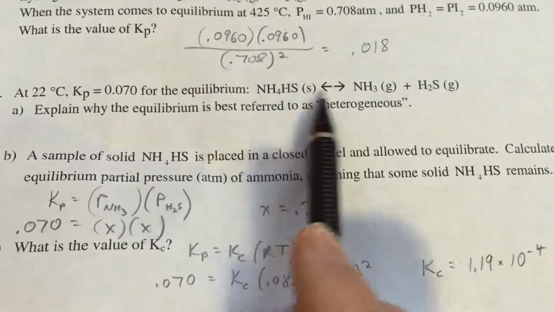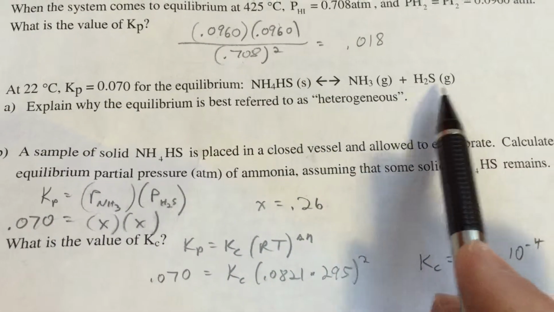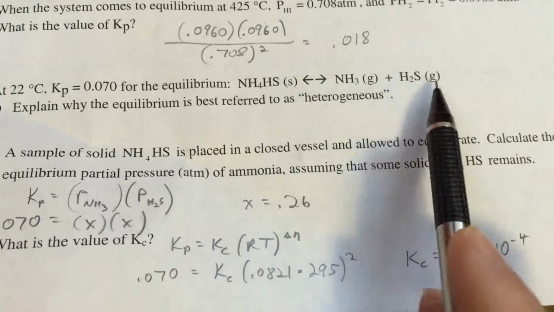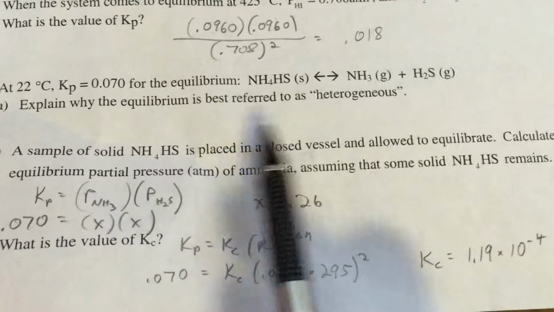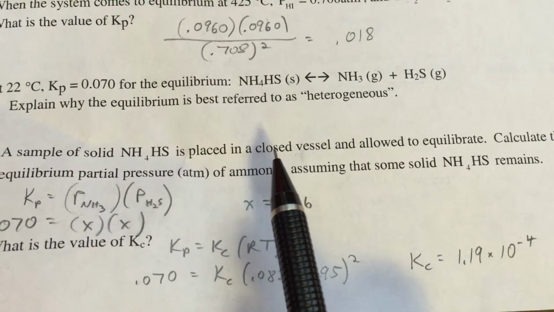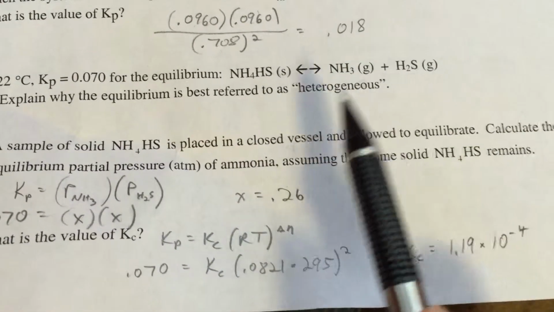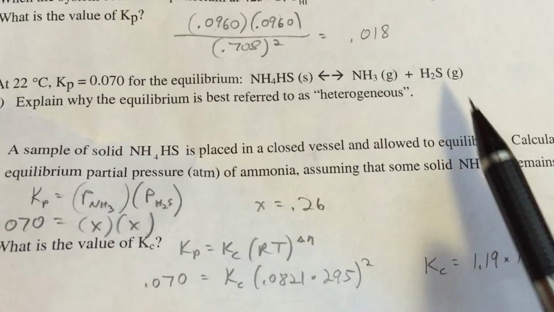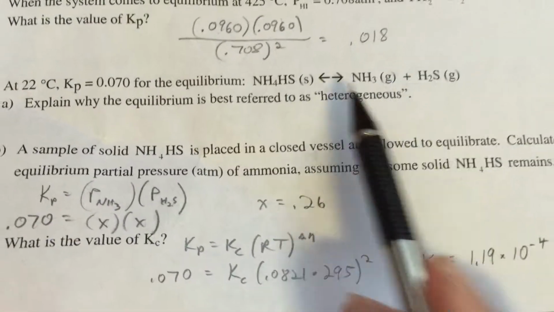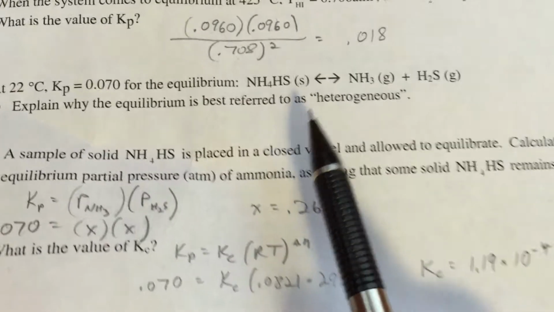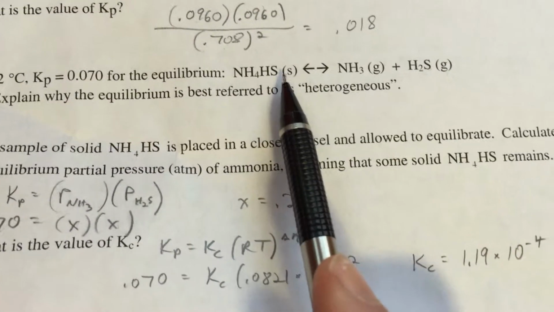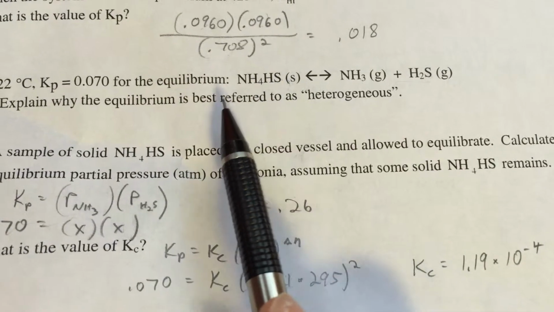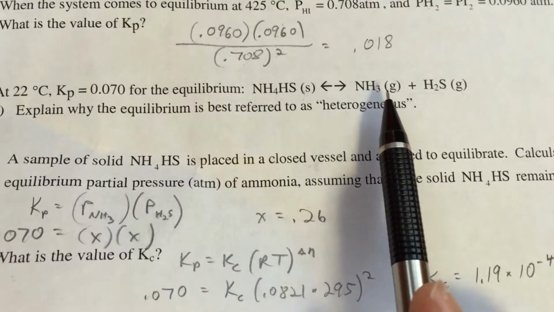Number 4, why is this heterogeneous? Well, it's heterogeneous because not all the states are the same. You've got two gases right here, and you have a solid right there. That's a heterogeneous equilibrium. If they're all gases, then it is homogeneous. Or if they're all aqueous, it's homogeneous. If there's a mixture, then it's not. Now remember, when it's heterogeneous, pure solids like this, or pure liquids, are not included in the equilibrium constant expression.